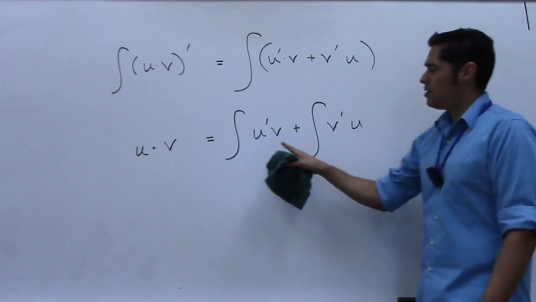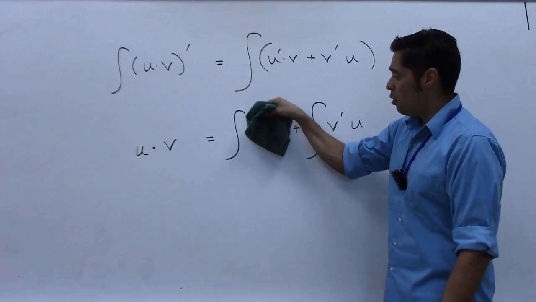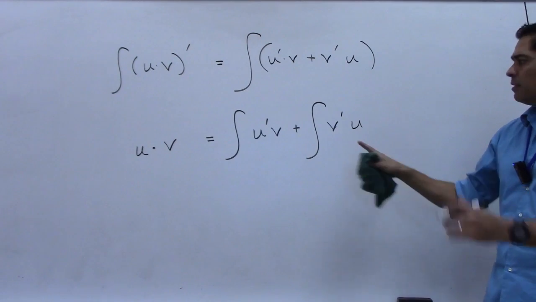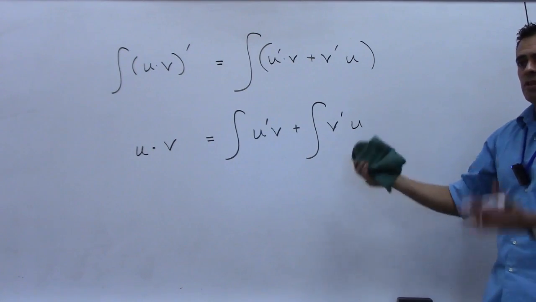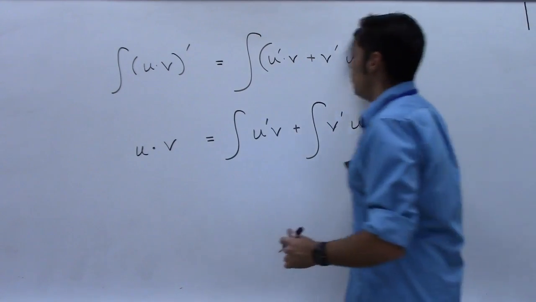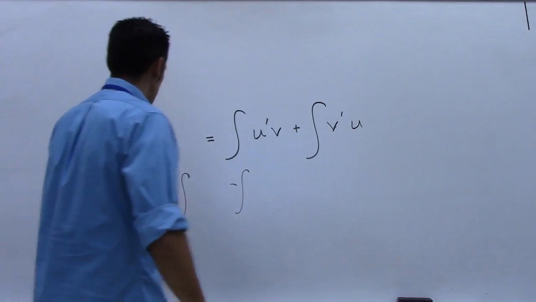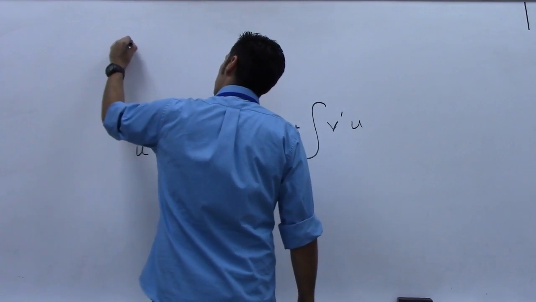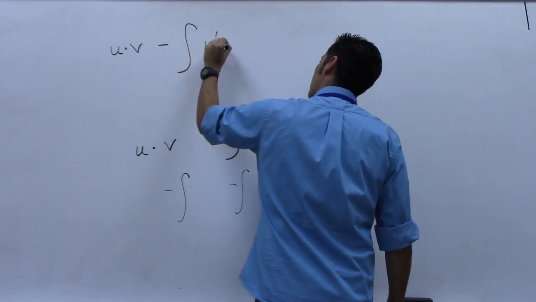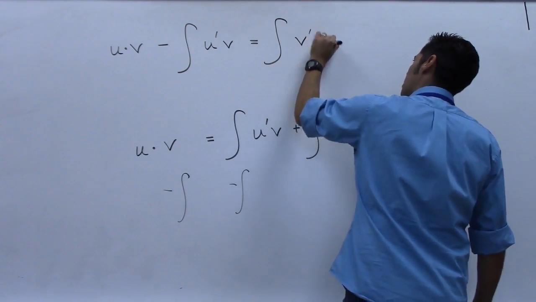All right, so the next thing I'm going to do is I'm going to take this right here and move this whole integral to the other side. So subtract the whole integral on both sides and leave this integral here. Right? This is just like using equality. You can always subtract something from both sides or add something to both sides. So if I subtract this integral over here, and subtract it over here, you get u times v minus the integral of u prime v equals the integral of v prime u.